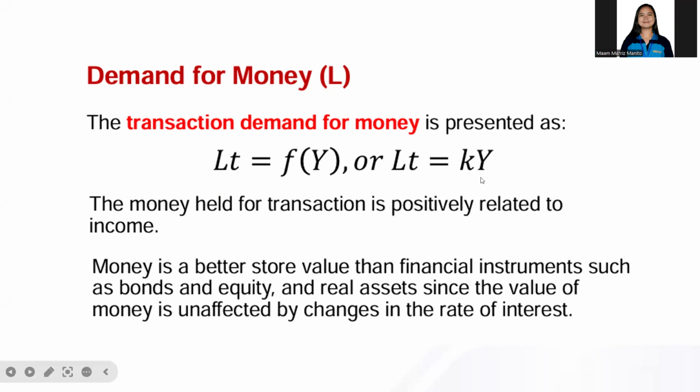So, money is a better store of value than financial instruments such as bonds and equities and real assets since the value of money is unaffected by changes in the rate of interest. Okay, so if there are changes in interest, bonds, equities, and other assets can be affected, while money, if 100 pesos yung hawak mo, 100 pesos talaga yan, no?